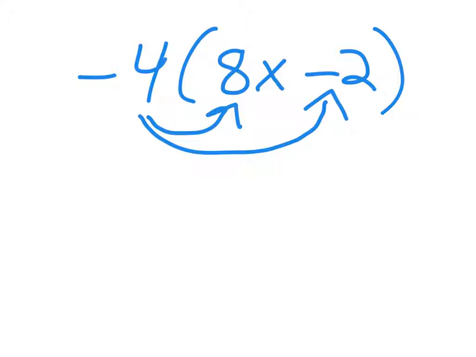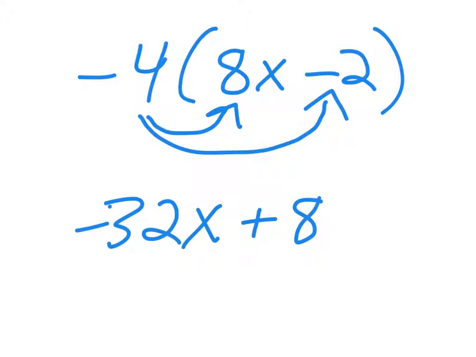So we're just going to do negative 4 times 8x. Negative 4 times 8 is negative 32. And of course, that x is still there. Negative 4 times negative 2. A negative times a negative is a positive.